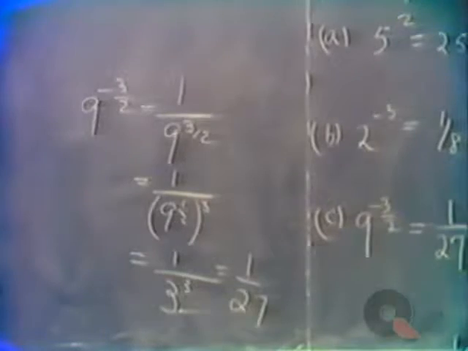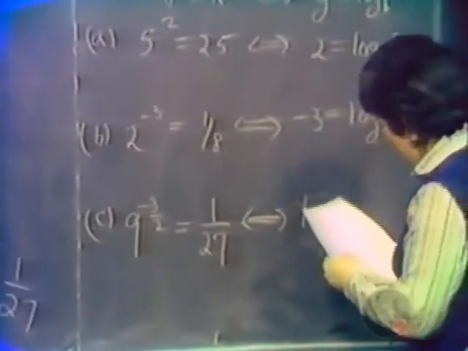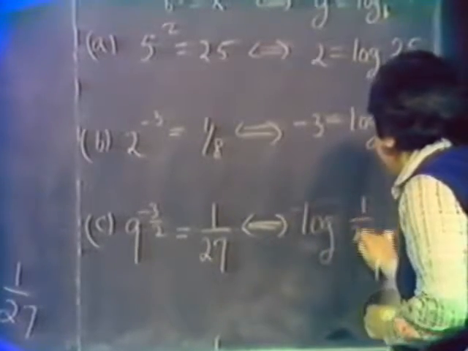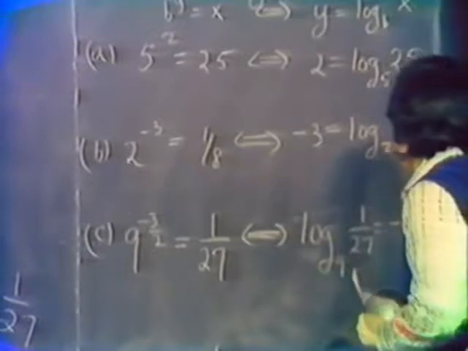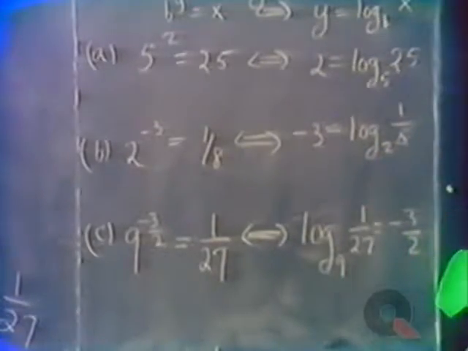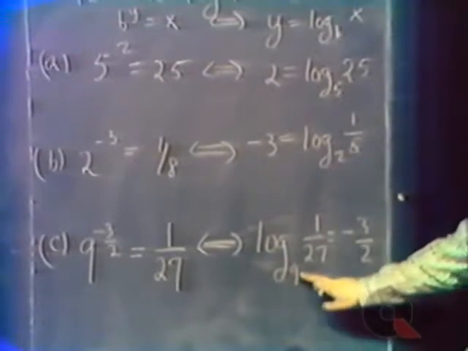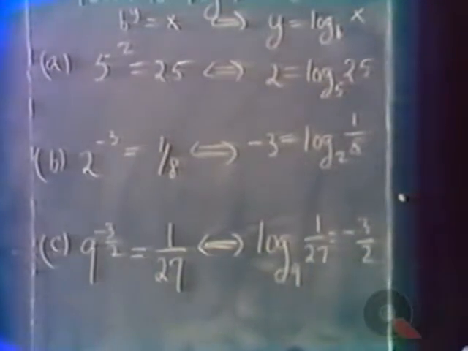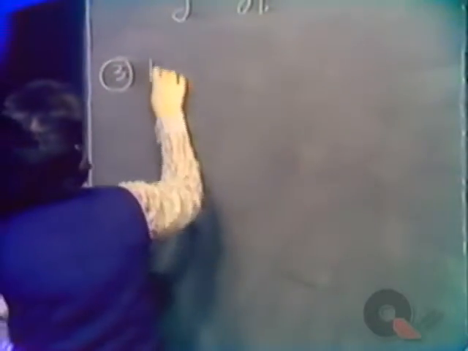And over here, we could say the log of 1/27 to the base 9 is minus 3/2. Minus 3/2 is the power that you'd raise 9 to get 1/27. All right, in the third problem, we want to solve for x in each of the following.